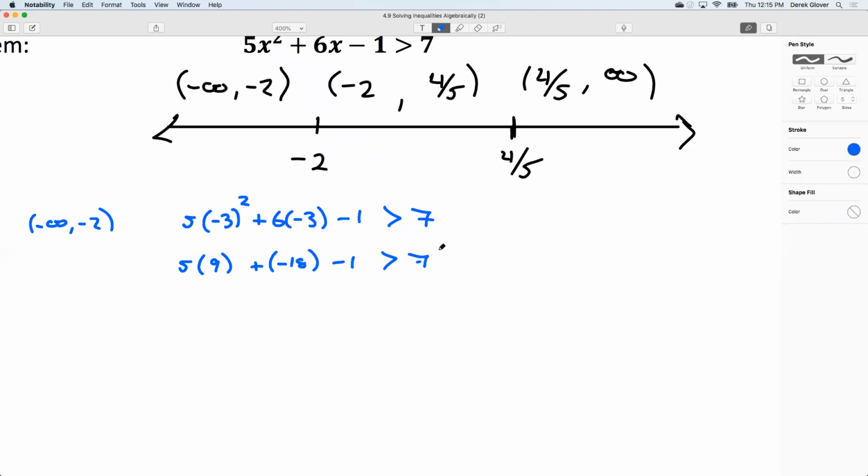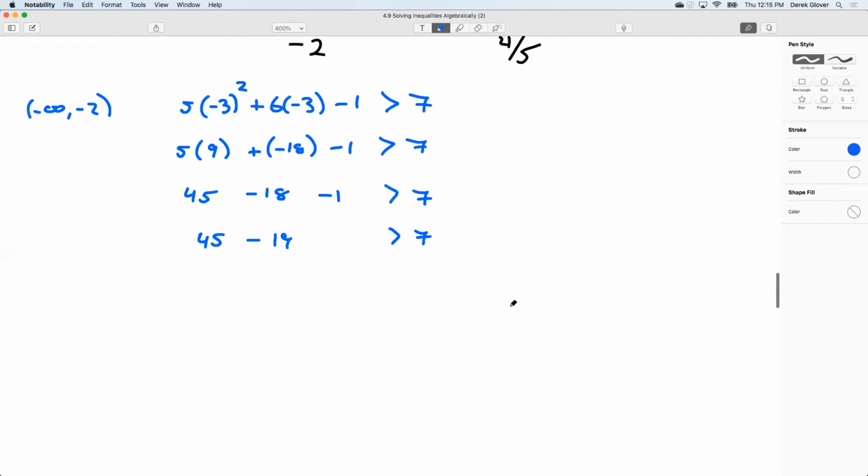Minus 1 is greater than 7. 5 times 9 is going to be 45. Minus 18 minus 1 is greater than 7. 45 minus 19 is greater than 7. And we'll get 26 is greater than 7. This looks like it works.